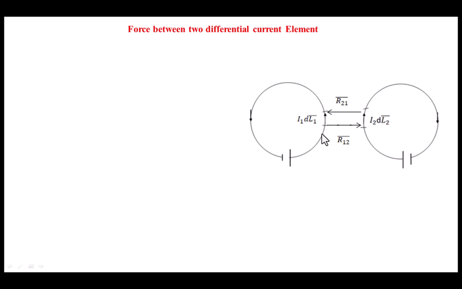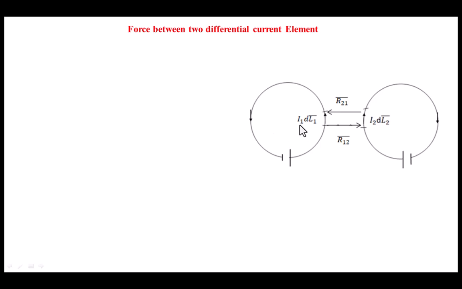When current is passing through a conductor, some amount of magnetic field is created. Because of this current element, a magnetic field will be experienced at this point. Because of this current element, a magnetic field will be created at this point. So whenever a current carrying element is placed in a magnetic field, it experiences a force. That force we are going to find out.